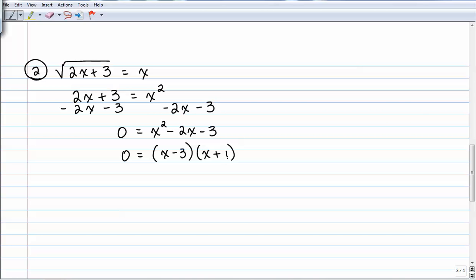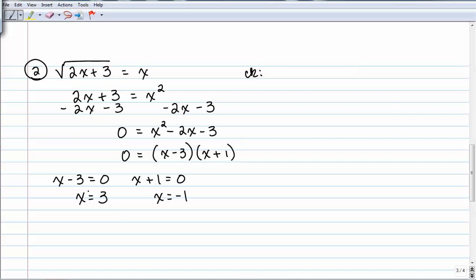And remember, the way to solve this is if x minus 3 times x plus 1 equals 0, then one or both of those is going to equal 0. So x minus 3 equals 0, so x equals 3. And x plus 1 equals 0, so x equals negative 1. Since I came up with two answers, I do have to check each one of those.